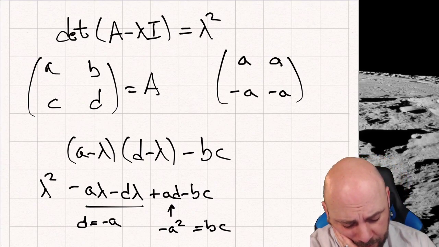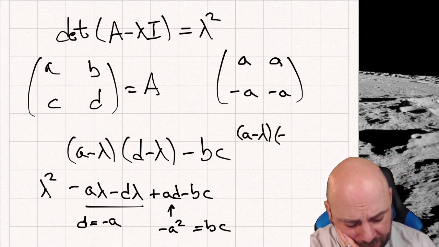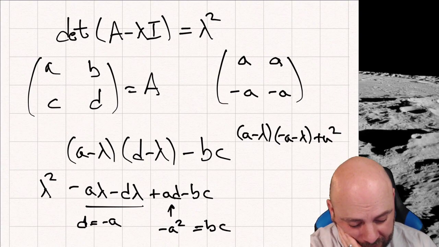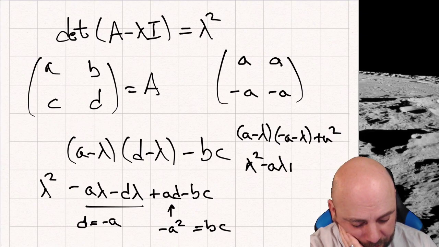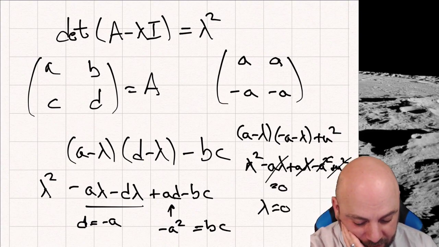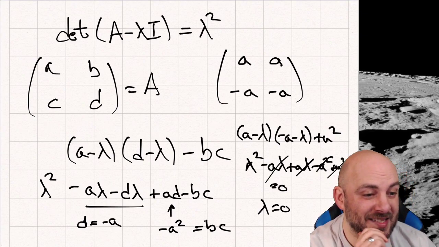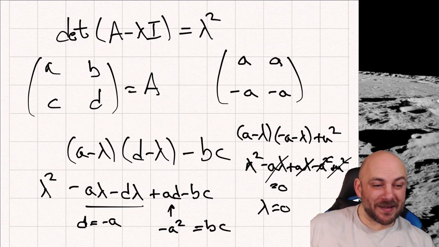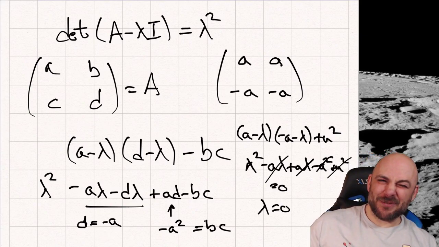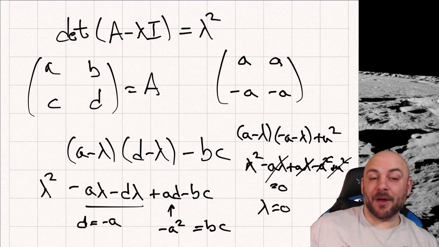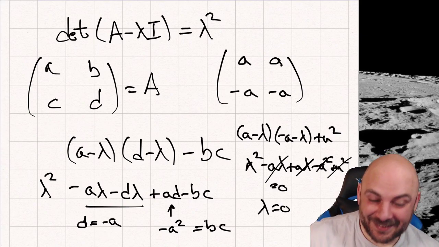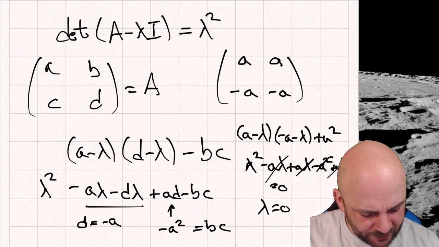What are my eigenvalues? A minus lambda, negative A minus lambda, plus A squared. Okay, lambda squared minus A lambda plus A lambda minus A squared plus A squared. So lambda squared equals 0, lambda equals 0. Okay, now in this case, what's going on? We do have movement, but both of my eigenvalues are 0. I'm not going to worry about it. Basically, these special cases are so oddball.